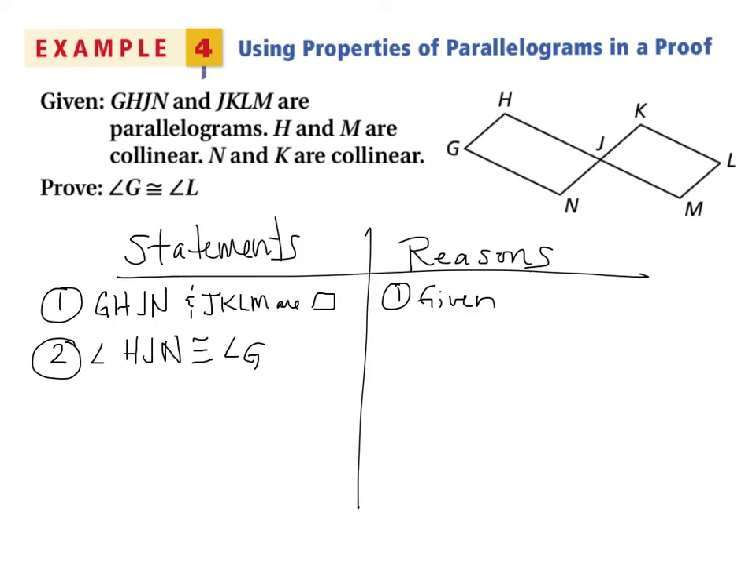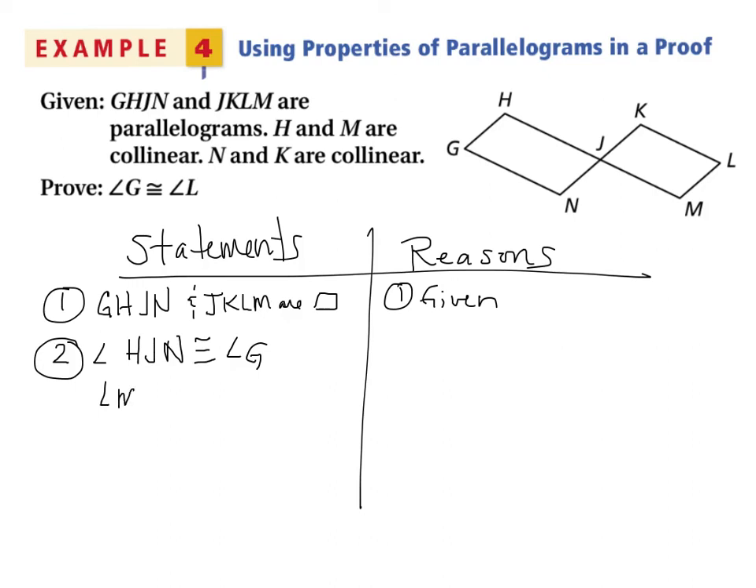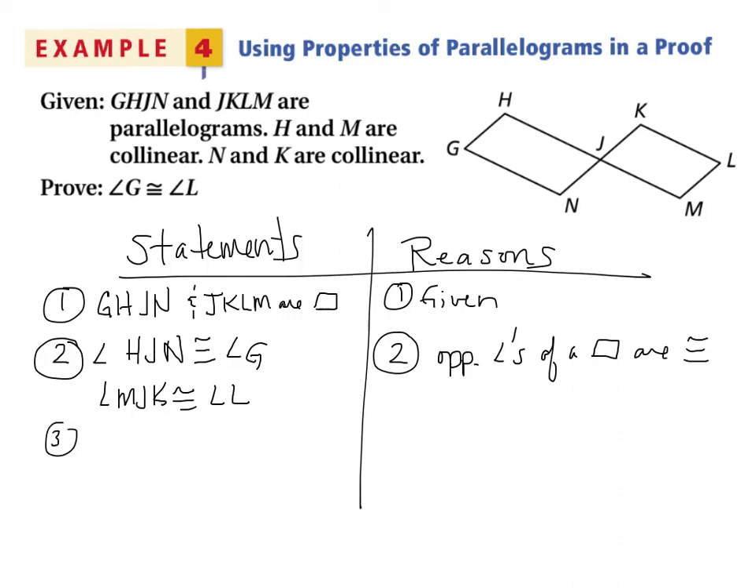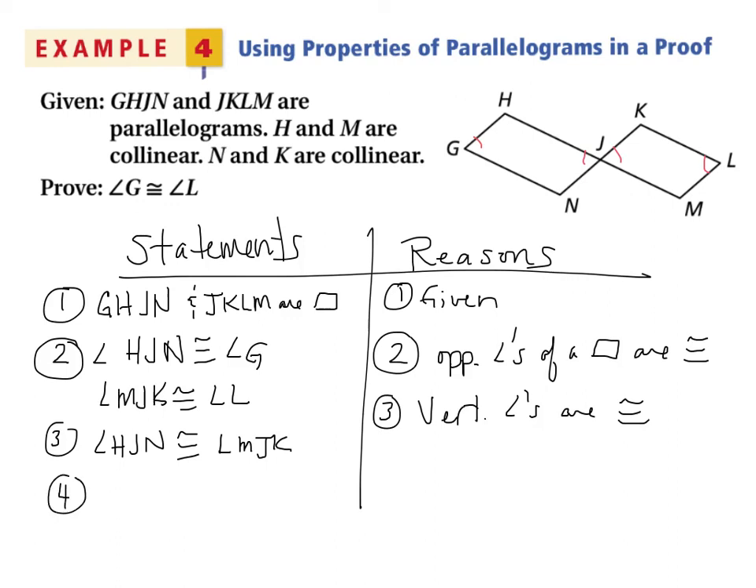We also know that angle MJK is congruent to angle L, for the same reason. And the reason would be that opposite angles of a parallelogram are congruent. So I know that these two angles are congruent, and I know that these two angles are congruent. Well, now I can use vertical angles to say that angle HJN is congruent to angle MJK. And the reason is because vertical angles are congruent.